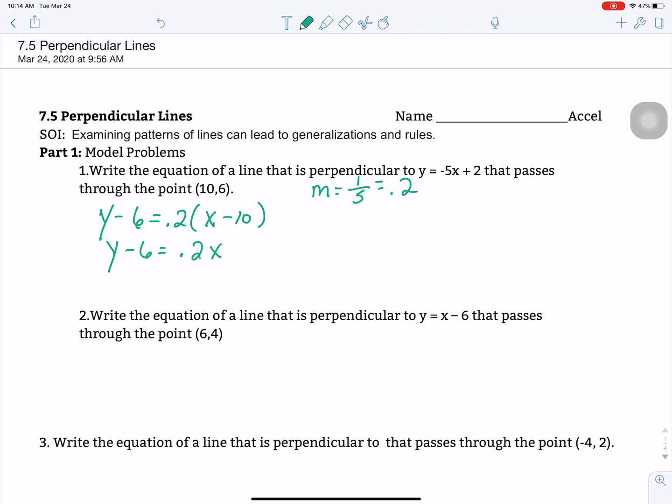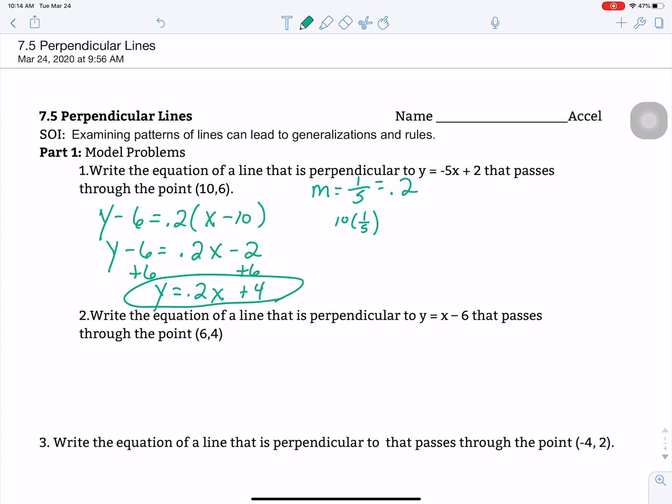And then 0.2 times -10. Sometimes I think it's easier if I think about it as 10 times 1/5, because that would be 10 over 5 or -2. You could just type them into the calculator. y equals 0.2x plus 4, and then I have my new equation.